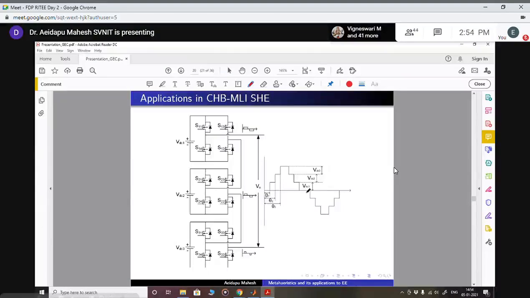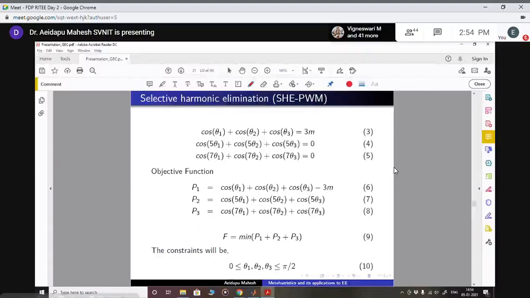Now, how to form the formulation? These are the selective harmonic elimination equations from the Fourier series. If you add cos theta 1, theta 2, theta 3, these are the fundamental components. So 3 times the modulation index, I want to get from the fundamental, from the first equation. I want to get the constant output voltage corresponding to this modulation index.